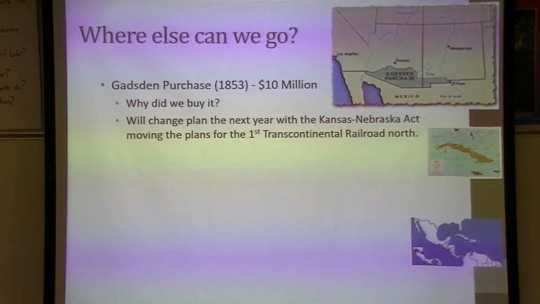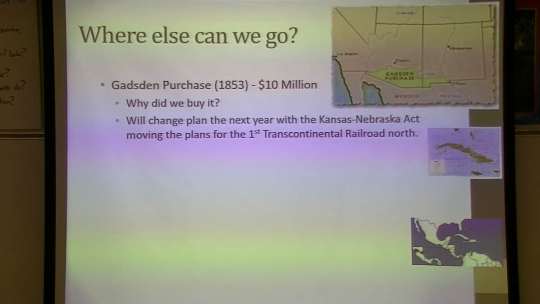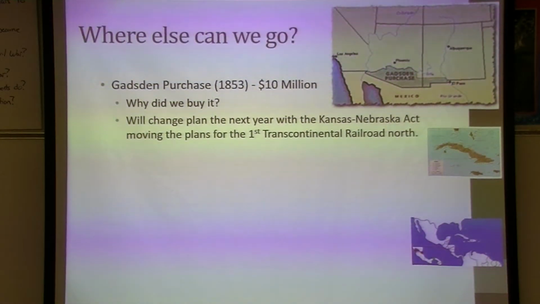the Southerners paid $10 million for this. We paid $15 million for the Mexican Cession with the Treaty of Guadalupe Hidalgo. We buy this strip of land there. Now, that's in 1853.